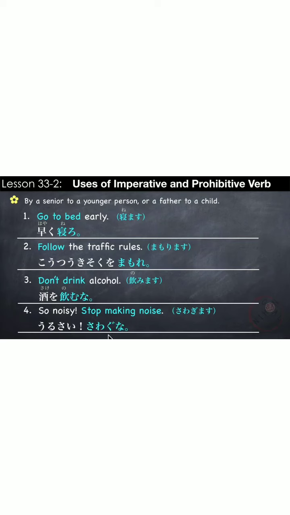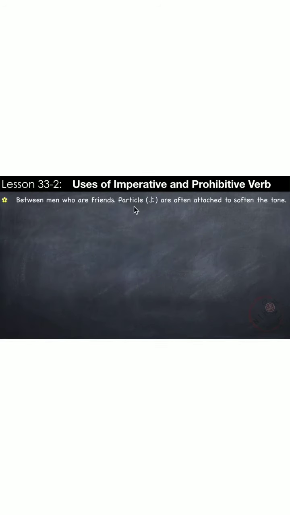Sawagu na. Again, sawagimasu, change it to plain form, which is sawagu, and then add na. Okay. This can also be used between men who are friends. So, when two men are talking to each other, they can use this when they want to force someone to do something. But we often add yo particle at the end to soften the tone. So, it doesn't sound very aggressive.